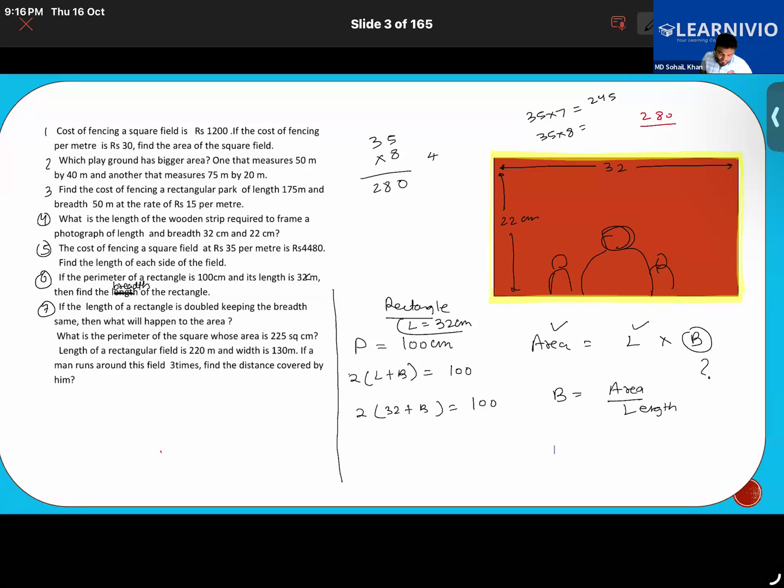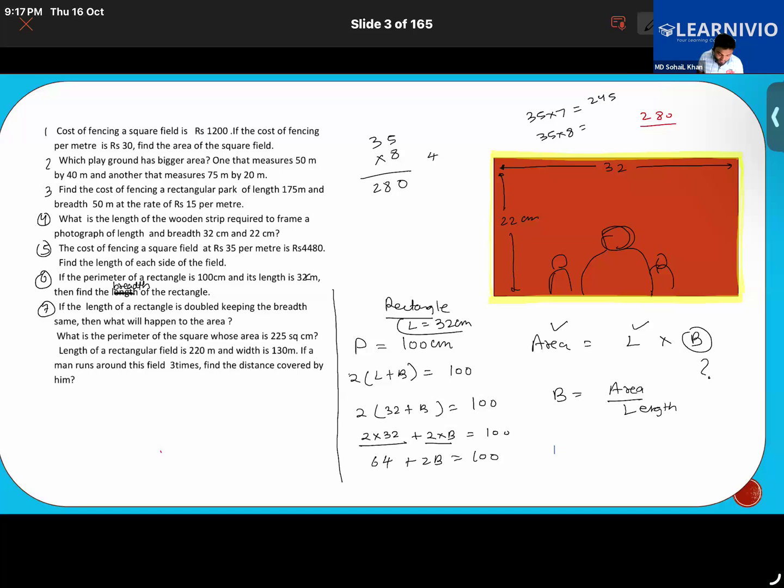Now this looks a bit complex, huh? So let's make it simple. This 2 which is written outside the bracket is in multiplication with everything that is inside the bracket. We need to multiply everything in the bracket by 2. So 2 multiplied by 32, then 2 is also multiplied with b, equals 100. So that is 64 plus 2b equals 100.